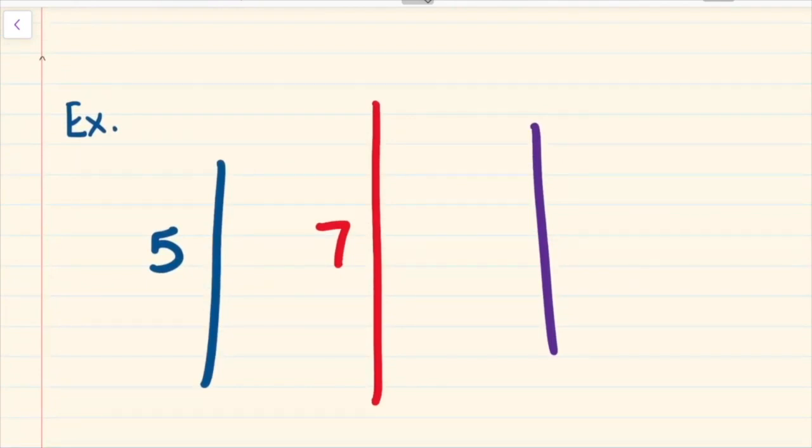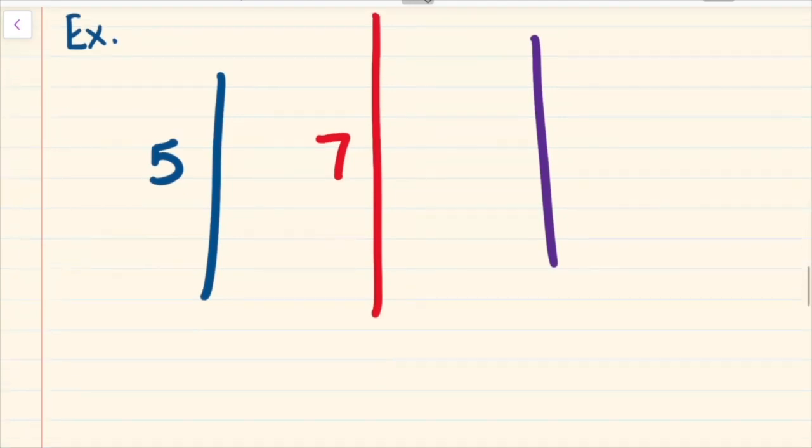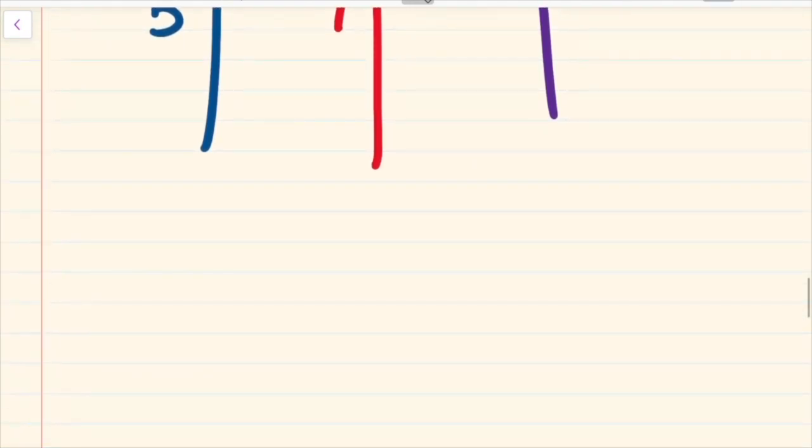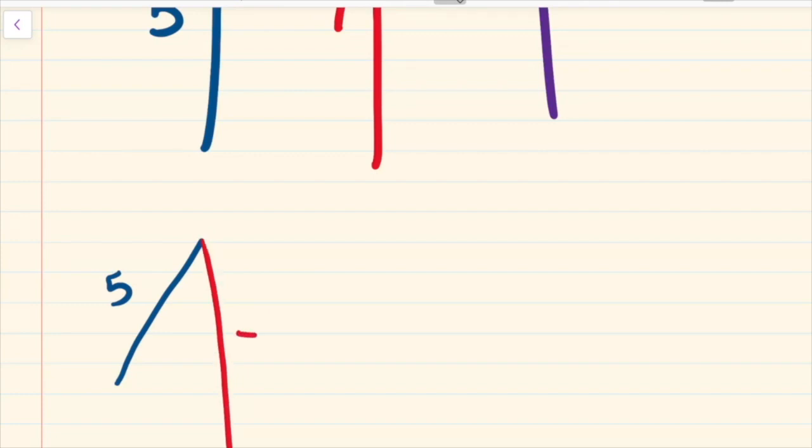Let's say we have the three sides of a triangle. One is 5, one is 7, and the purple one is the one we don't know. Well, let's do an example here. Let's say the blue one is 5, which will be right here. The red one, 7, is a little longer. That's 7. And the purple is the one connecting these two, correct?